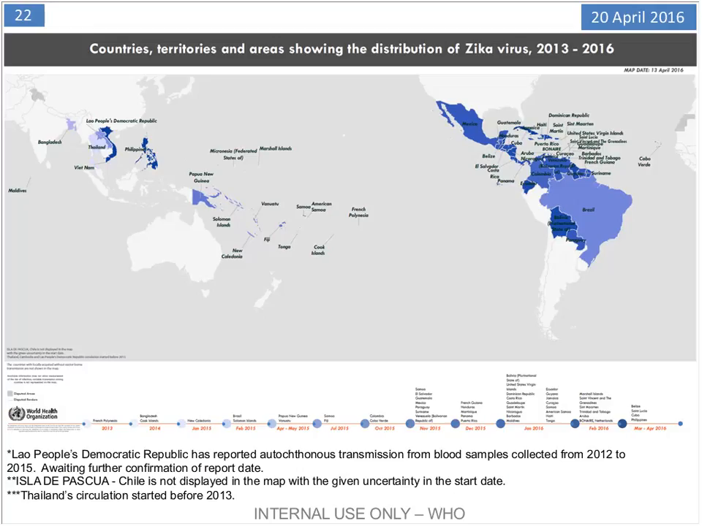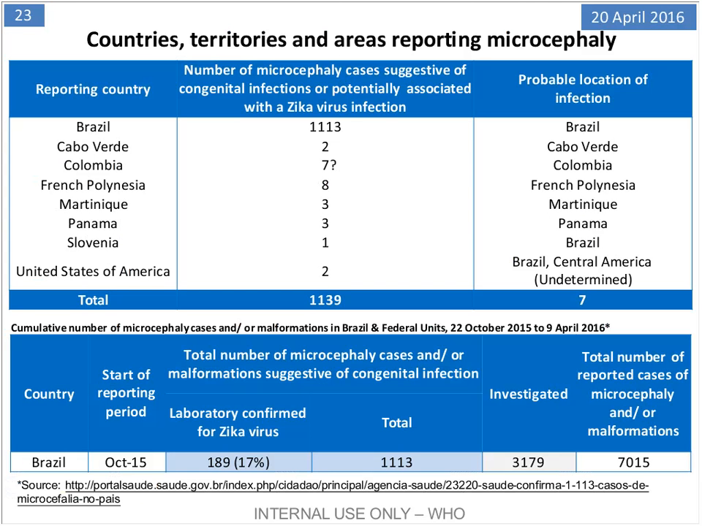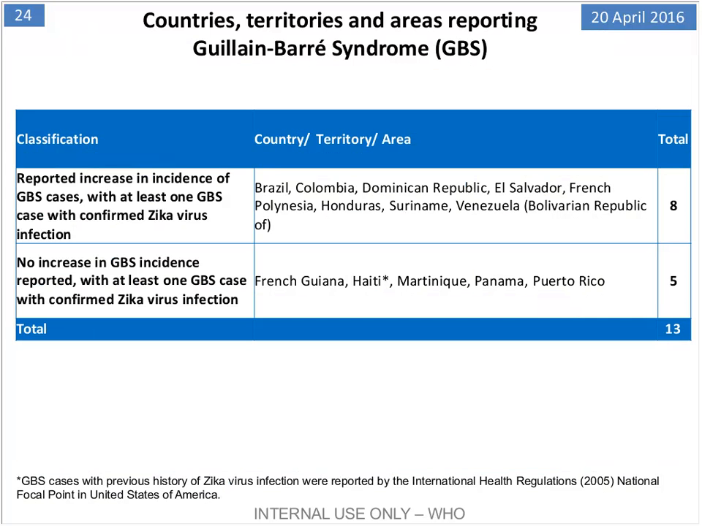And this is just a map, and hopefully these slides can be shared with you, and you can have these slides for future reference. Also, these are countries and territories currently reporting microcephaly, and we have a total of 7 locations. I've already presented this slide earlier in my presentation.